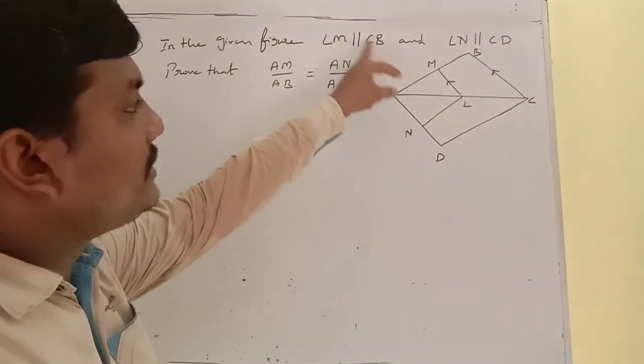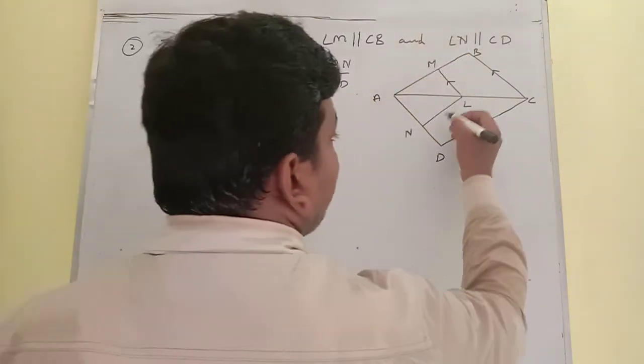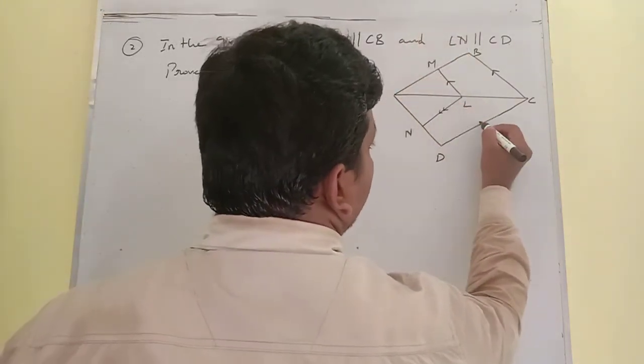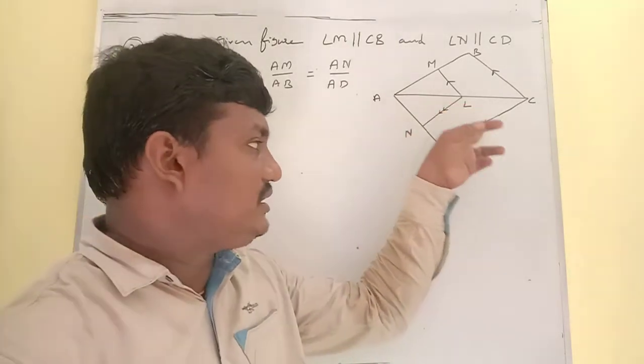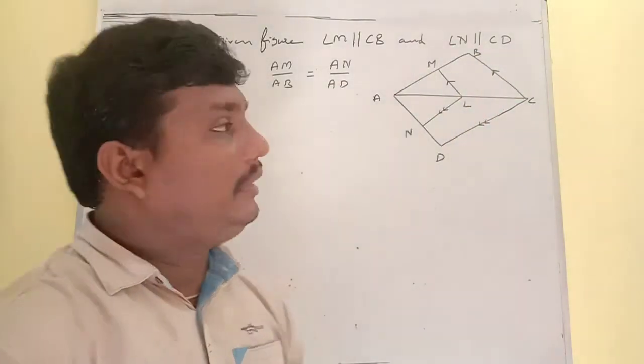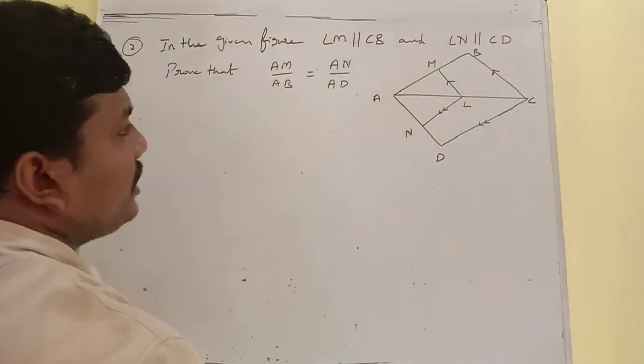So LM is parallel to CB, and LN is parallel to CD. LN is parallel to CD. This is the double arrowhead. The double arrowheads are parallel and the single arrowheads are also parallel. Now, what we have to prove is that AM by AB is equal to AN by AD.